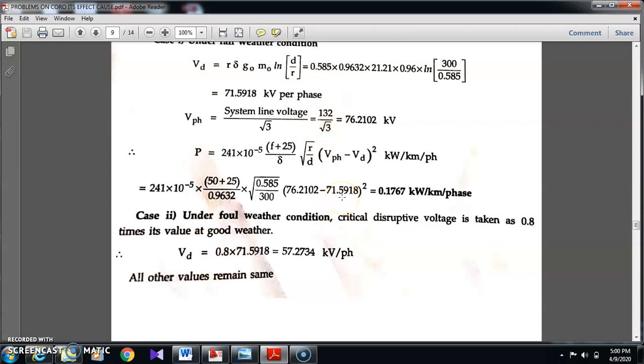In terms of atmospheric condition they told, VD changes to 0.8, because in rainy condition the critical disruptive voltage changes here, obviously. The corona power loss will be more here. So you will be getting VD as 57.27.